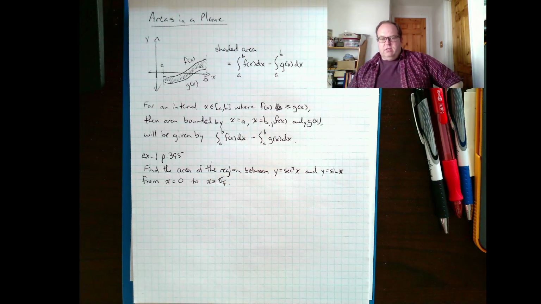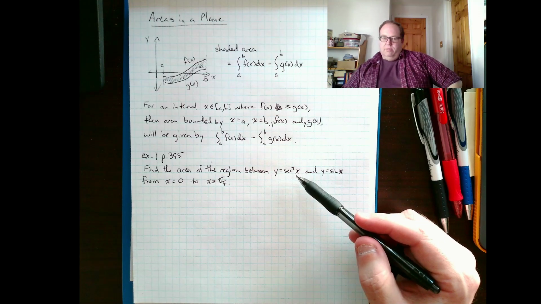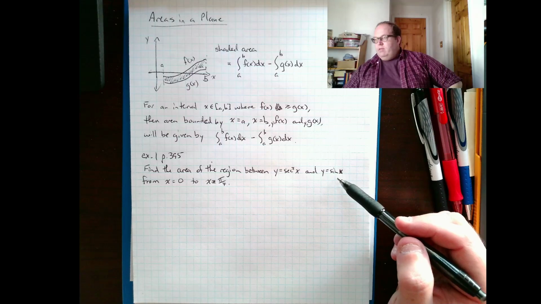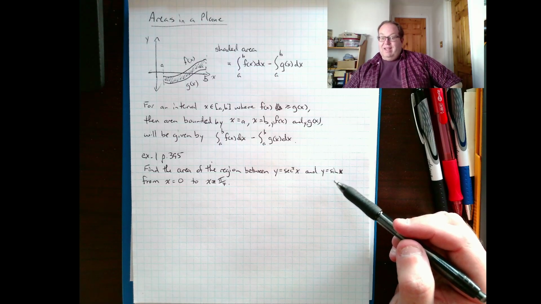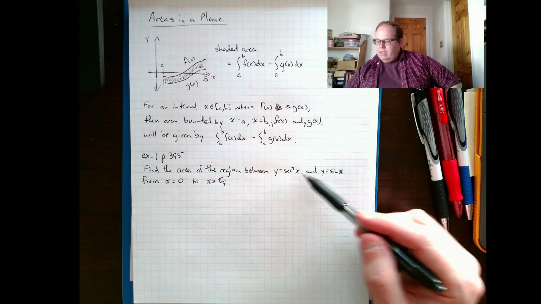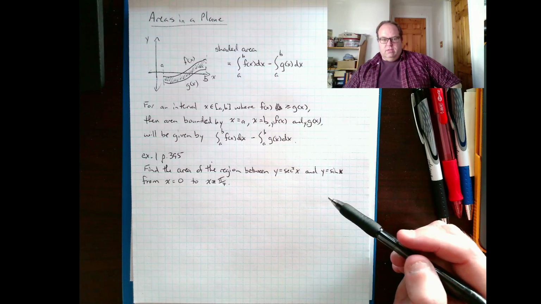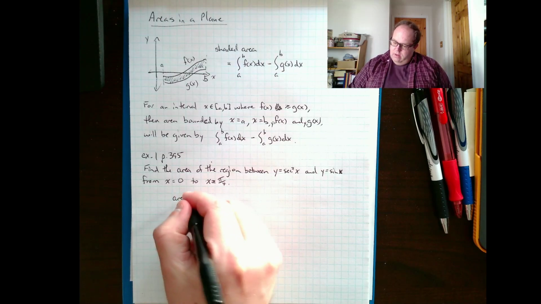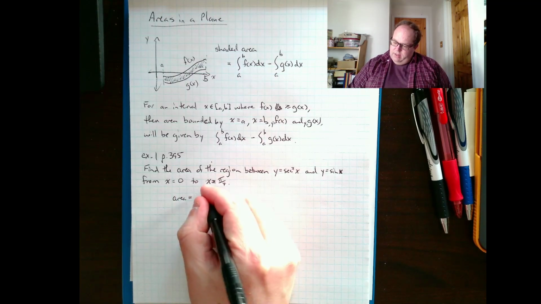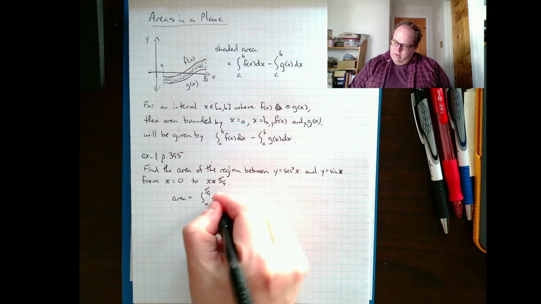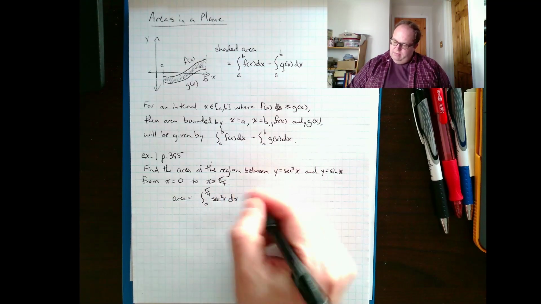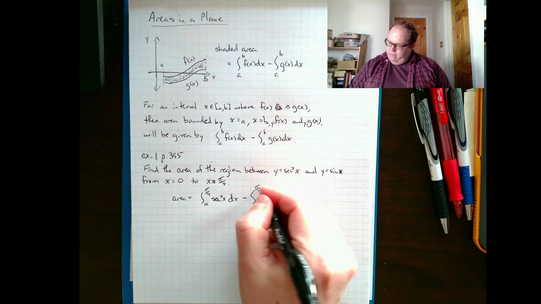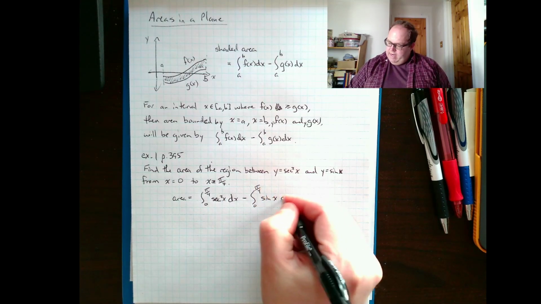Now my two functions, secant is a reciprocal trig function, so the lowest value we can take is 1, whereas sine is a trig function and its highest value is 1. So secant squared x is always going to be greater than or equal to sine x. So the area in question will simply be the difference between the integral from 0 to pi over 4 of secant squared x dx minus the integral from 0 to pi over 4 of sine x dx.